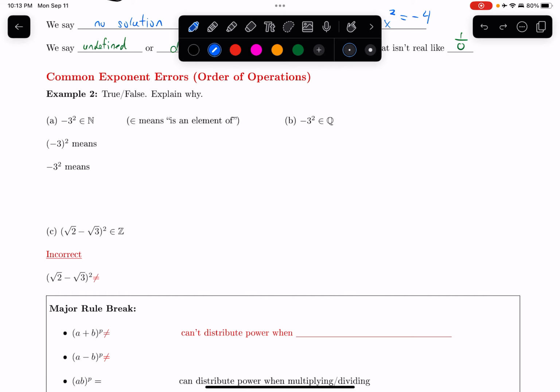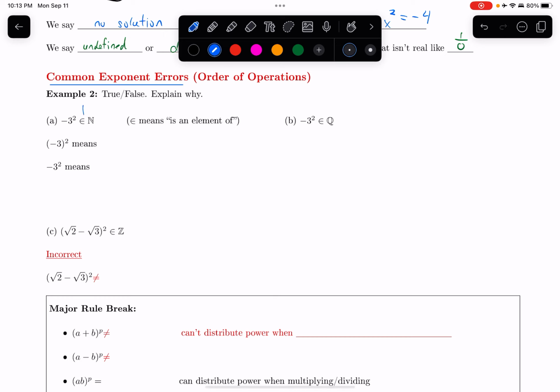In this video, we're continuing section 1.1 on numbers and sets, and we are going to focus on some common exponent errors that involve order of operations. So I want to do an example that is a true-false question, and for each part, we have to explain our reasoning. So part A says negative 3 squared.